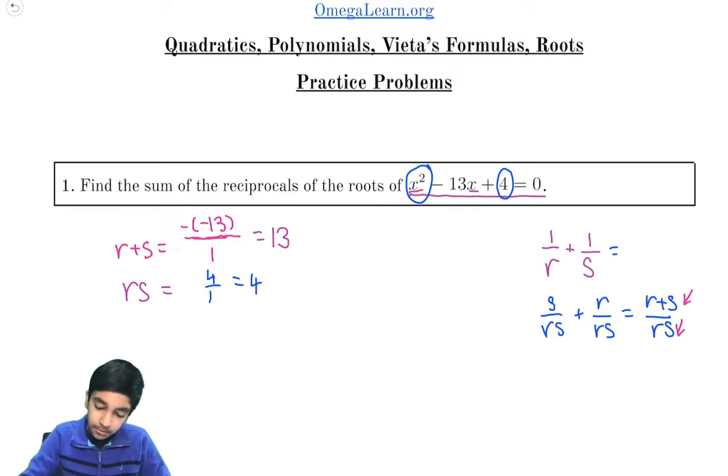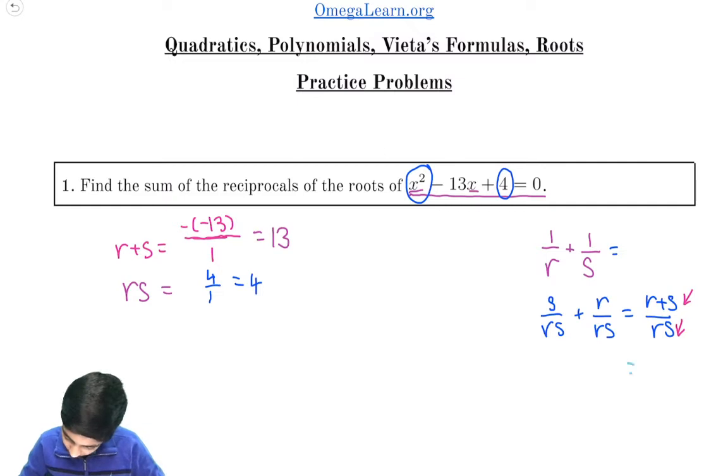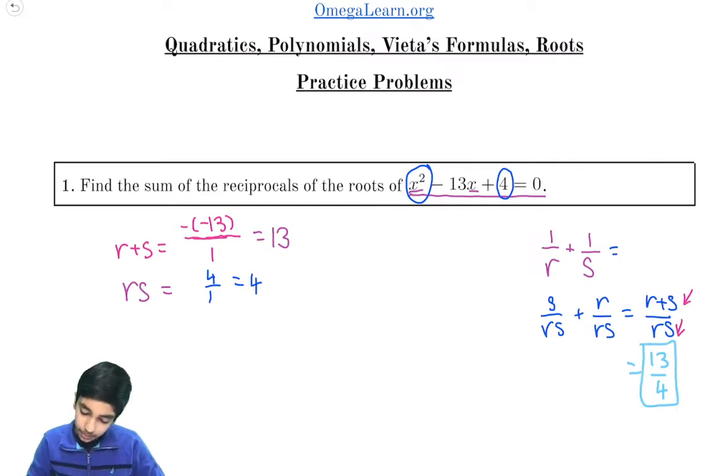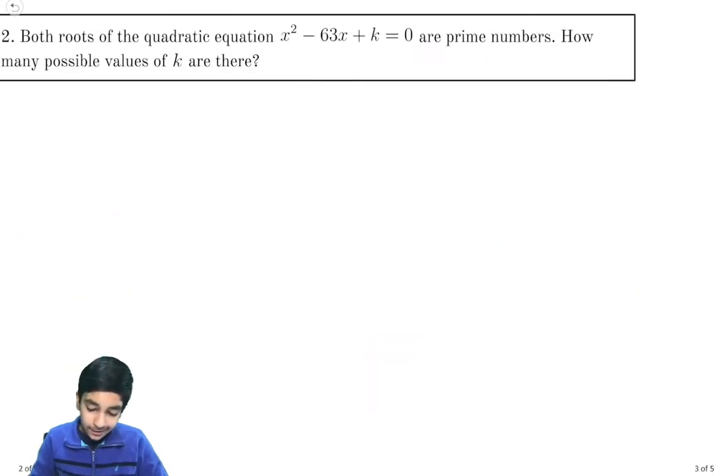So then what is r plus s over rs? It's just going to be equal to 13 divided by 4, because the sum is 13 and the product is 4. And this is 13 over 4, which is the sum of the reciprocals of the roots. And that's it for number 1. Now let's take a look at number 2.